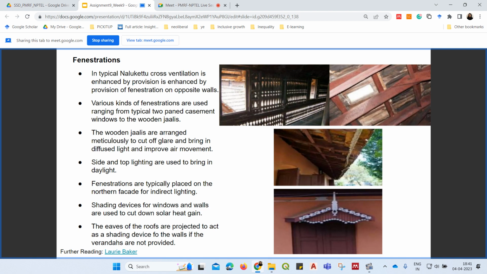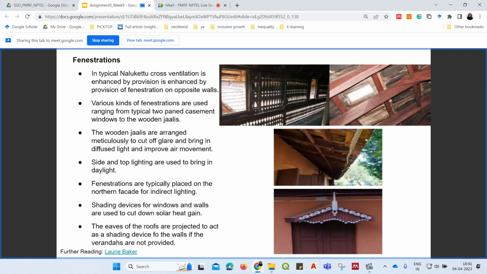Both side and top lighting are used in the buildings to bring in daylight, and fenestrations are typically placed on the northern facade of the building so that you don't have a lot of direct sunlight, but you have more of indirect diffused sunlight. Shading devices are used both on the windows and walls, and these are used to cut down the solar heat gain, as we just saw in the case of the awnings on the verandas.